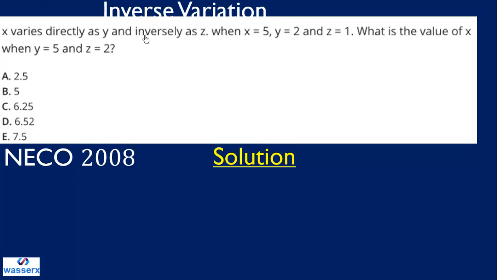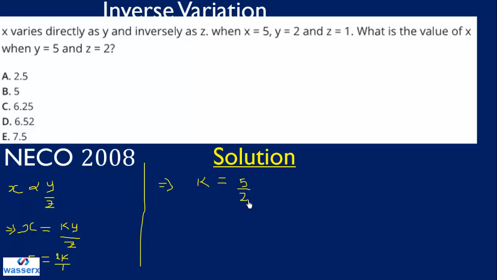Now x varies directly as y and inversely as z. When x equal 5, y equal 2, and z equal 1. So we have x varying directly as y. That means x is proportional to y, then inversely as z, so over z. Then this implies that x is equal to a certain constant times y over z, and that implies that we have to substitute the values now. So x equal 5, then y equal 2, so then we also have z equal 1. So this implies that our k is equal to 5/2.